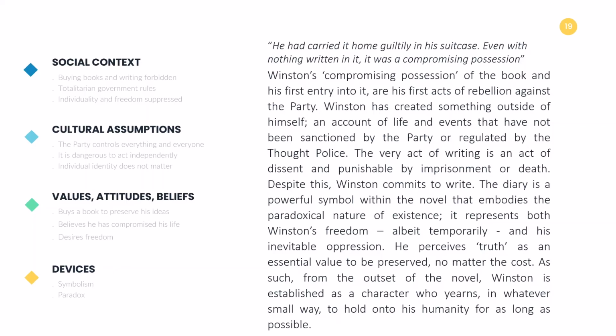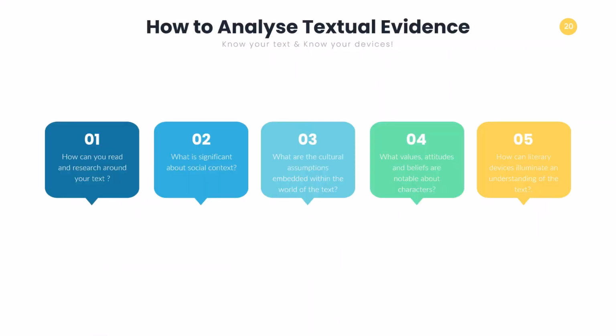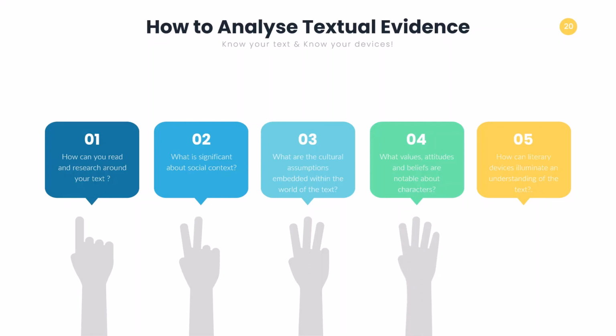There is no way that you can produce this level of analysis without one, knowing your text, and two, knowing your devices. So when you go about analyzing textual evidence within your novel, make sure you are asking yourself, how can you read and research around your text? What is the significance about the social context? What are the cultural assumptions that are embedded within the world of the text? What values, attitudes, and beliefs are notable about your characters? And how can literary devices illuminate an understanding of the text?